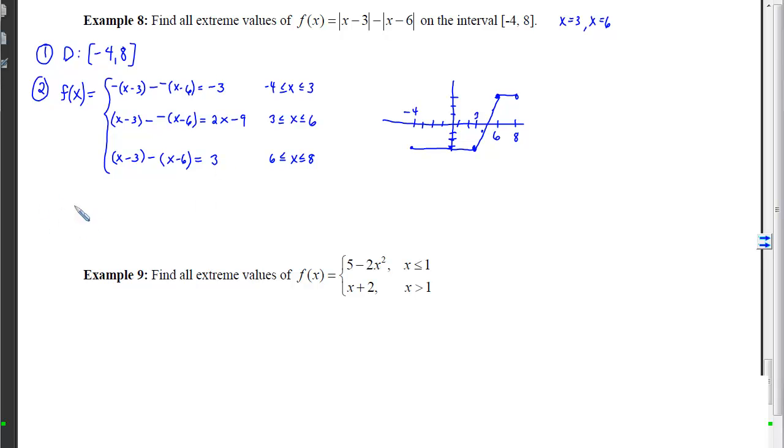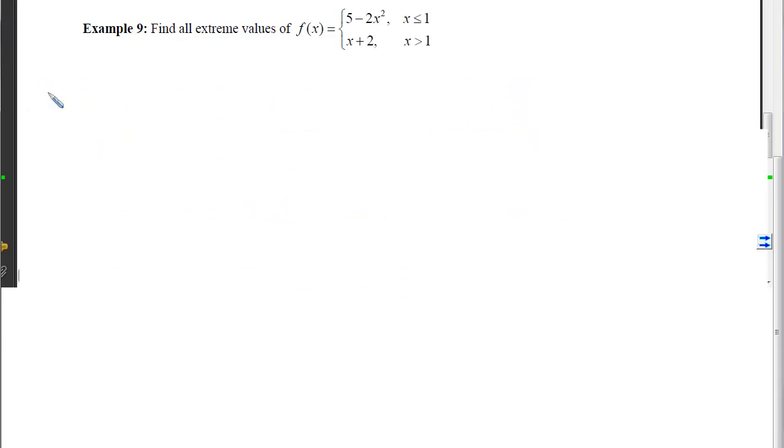So we can say f has a max of 3 on the interval from 6 to 8, and a min of -3 on the interval from -4 to 3. If we look now at example 9, we want to find all the extreme values of another piecewise function. I'm going to start with step 1 and realize that my domain is all reals because I don't have any issues with division by 0, logs, or roots.